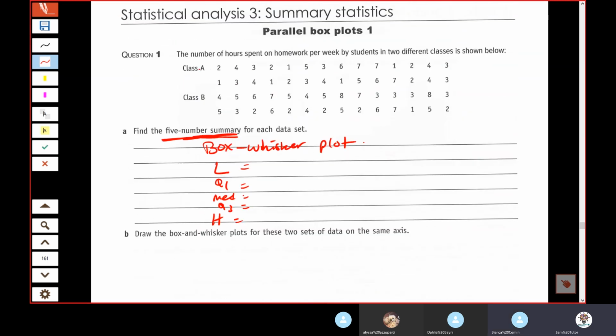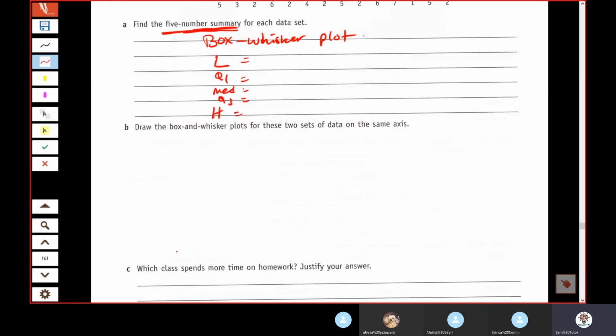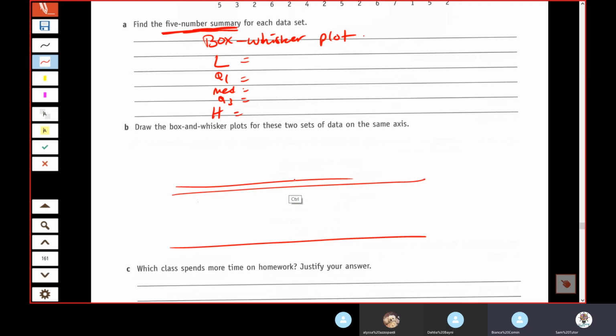Now, there's 2 of them, Class A and Class B. All you will do is draw one on top of the other. So it looks something like this.